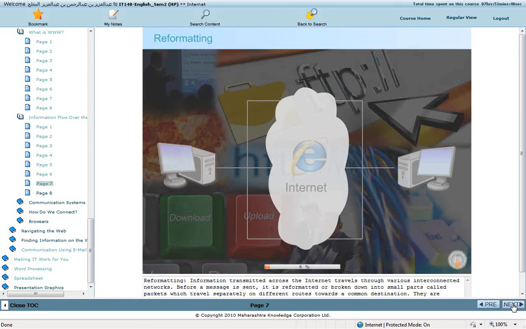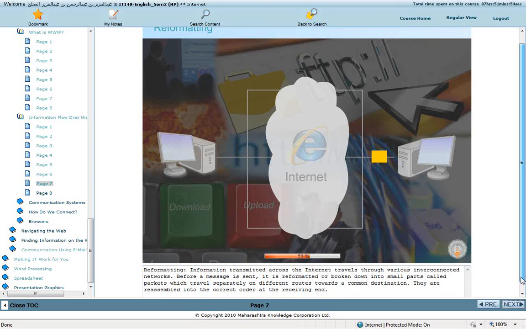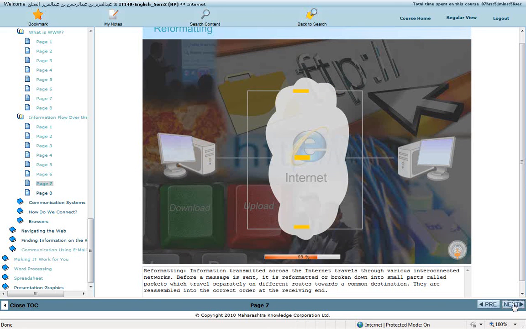Reformatting. Information transmitted across the Internet travels through various interconnected networks. Before a message is sent, it is reformatted or broken down into smaller parts called packets, which travel separately on different routes towards a common destination. They are reassembled into the correct order at the receiving end.